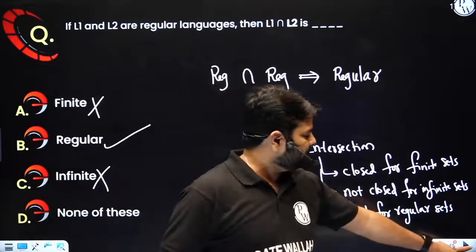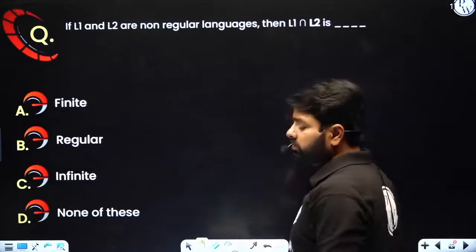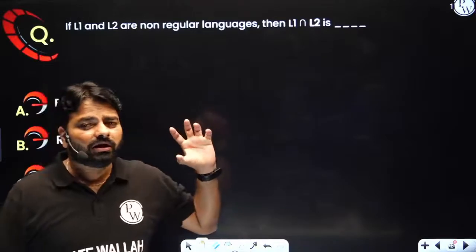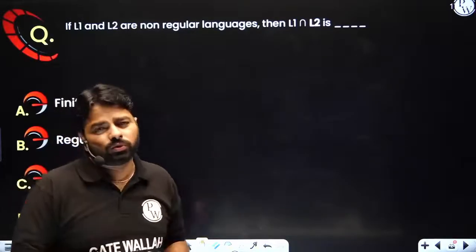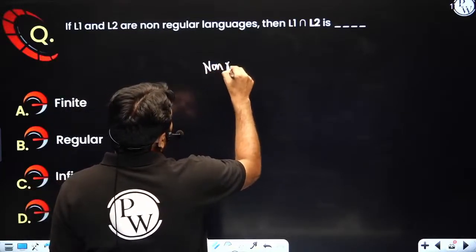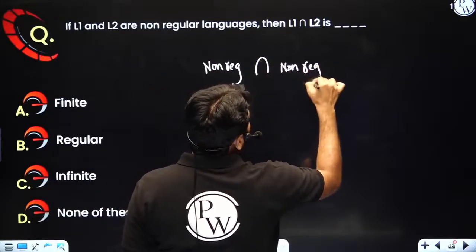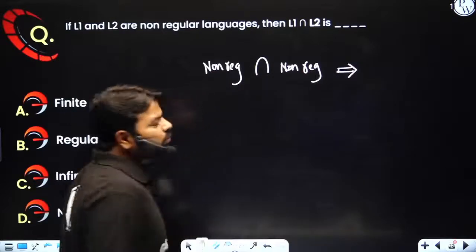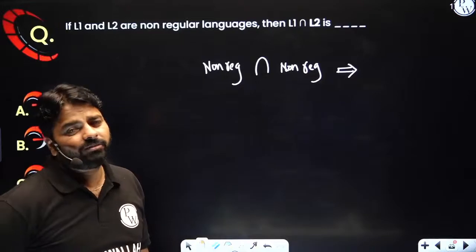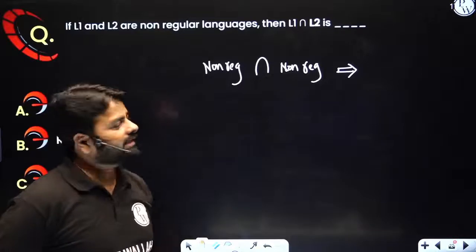Next one. If both L1 and L2 are non-regular languages, non-regular languages are really important, but you require some examples to analyze. So let me analyze for you. There is one non-regular and another non-regular. When you do the intersection, will the result always be non-regular? You already know for the union only, it's not guaranteed, right? Now for intersection, let's think about it.